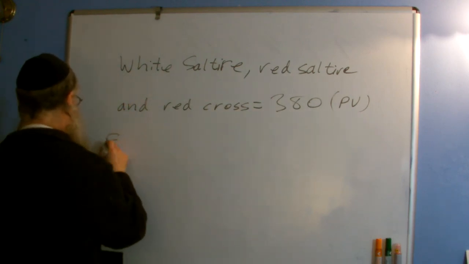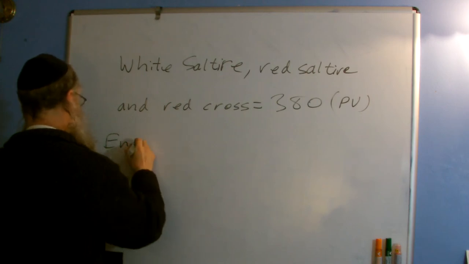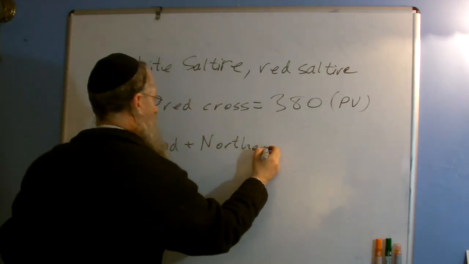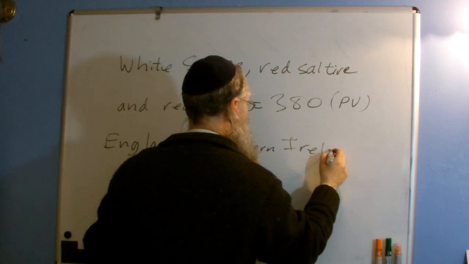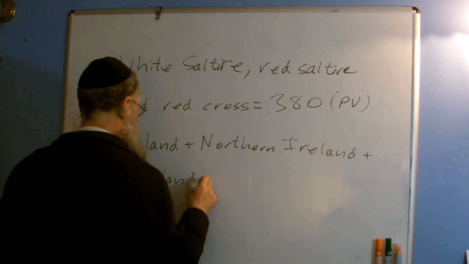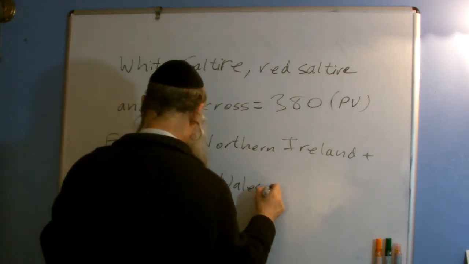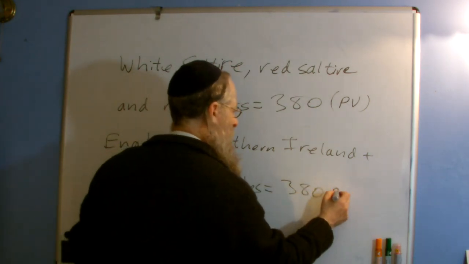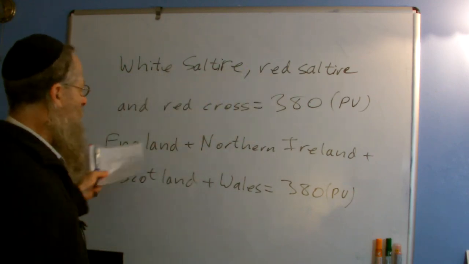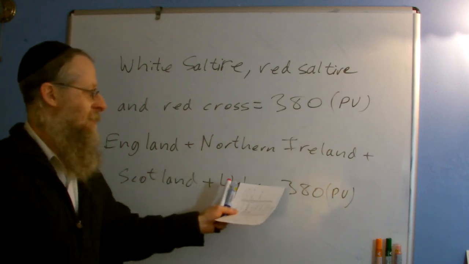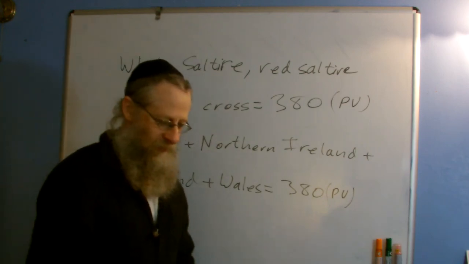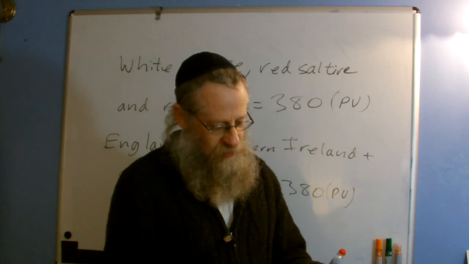And now I've got England, not England, England plus Northern Ireland plus Scotland plus Wales equals 380. How about that? So we've got the White Saltire, the Red Cross, all together is England, Northern Ireland, Scotland and Wales. Okay, so we can't split them, otherwise it will ruin all my gematrias and I'll have to start all over again. So, that is the Union Jack.